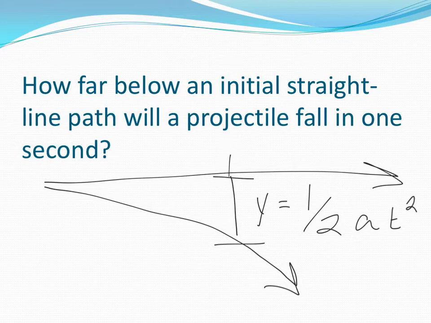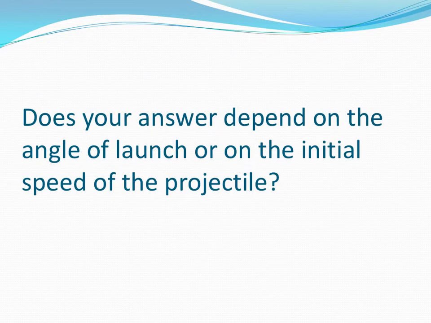Now that's if we throw it horizontally at the beginning. Does our answer depend on the angle of launch? In other words, whether it goes straight, whether it goes at an angle up or angle down or straight across, or the initial speed of the projectile? Which one of those two matters? Or both of them, or neither one. Pause here or take a second and ask your neighbors. Make a prediction. Does our answer depend on this or this?